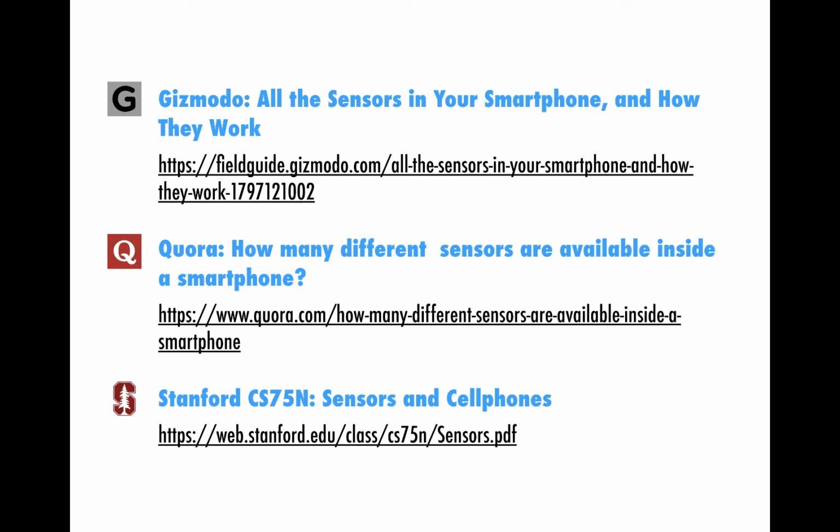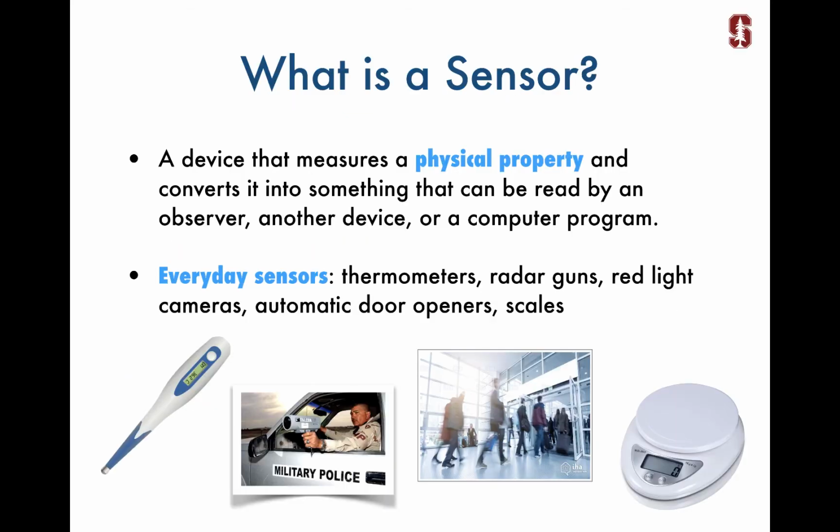The third source is a presentation from a computer science class at Stanford University. It's probably the most theoretical of the sources. It actually talks about things like what a sensor is and what constitutes a good sensor rather than a bad one. And that's what we're going to start with, what a sensor is.